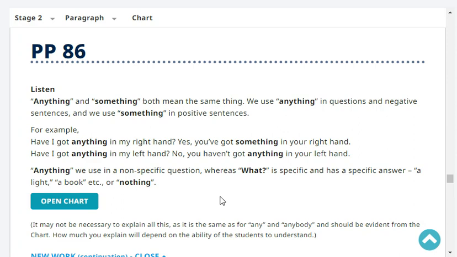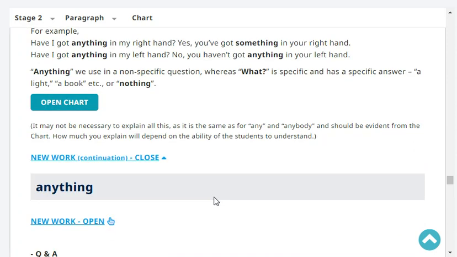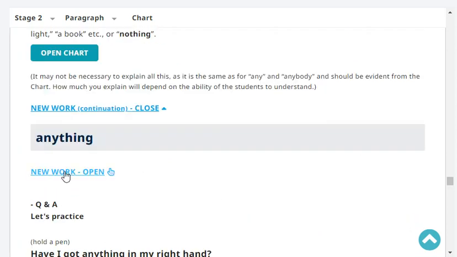Okay, so the word anything, we use it in non-specific questions, whereas the word what is specific and needs a specific answer. For example, a light, a book. So, not specific. Is there anything on the ceiling? Yes, there's something on the ceiling, not specific. Or what, specific? What's on the ceiling? A light is on the ceiling. Okay, very good.